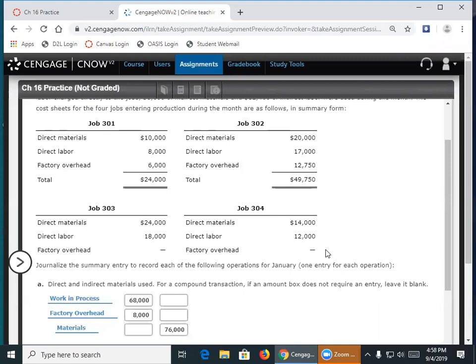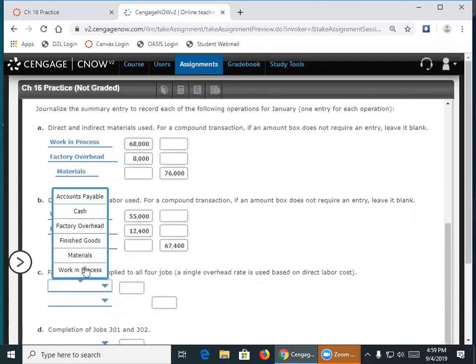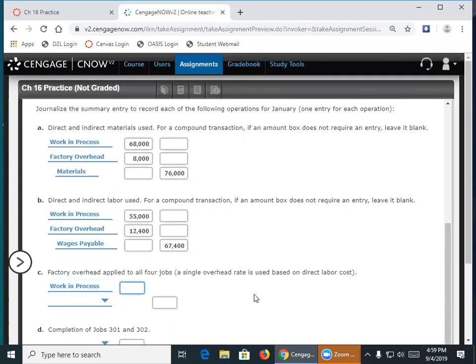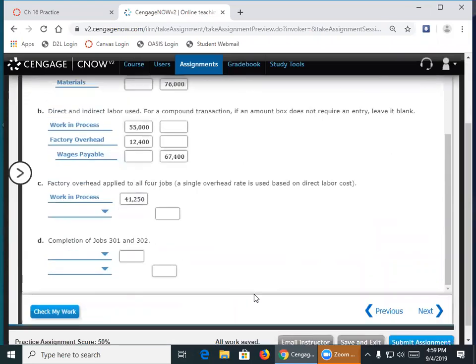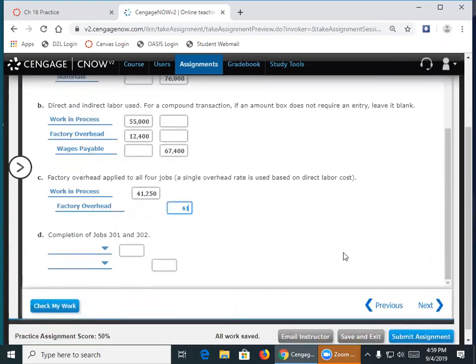Perfect. Yep. So your total work in process charge, or your total overhead, should be 41,250. So it should be the 6,000 plus the 1,275 plus those two that we calculated. So on part C, applied overhead gets charged to work in process because that gets charged to the jobs. So 41,250 gets debited to work in process and credited, going too far there, to factory overhead.